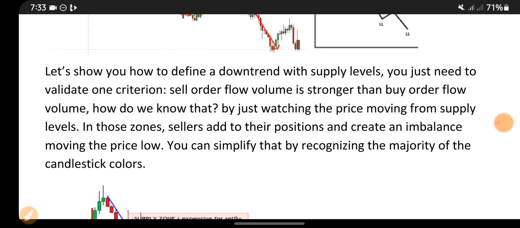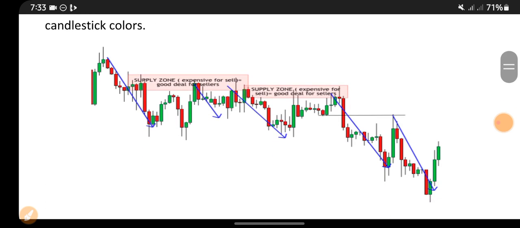And then you can simplify that by recognizing the majority of the candlestick colors. In an uptrend, the candlesticks are green, and in a downtrend, they are red. But please, those colors don't even matter, because you have to understand the market structure rather than the colors, because you can change the colors to your own settings. Some people make downtrend yellow and uptrend blue. So you don't really have to focus on those colors.